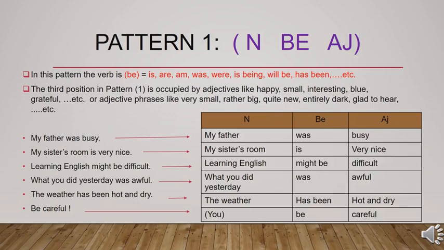The last sentence, be careful, consists of the main verb be plus an adjective, careful. This is an imperative sentence. The subject is you. It is not apparent, it is hidden. It is implied. So the sentence is you be careful. You is N, be is be, and careful is adjectival, so the pattern is pattern number 1.